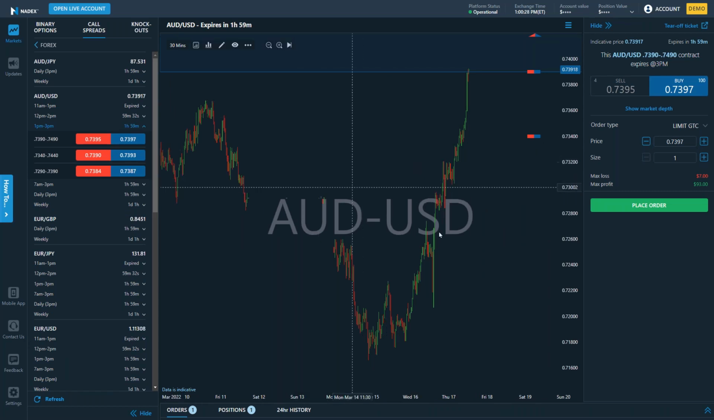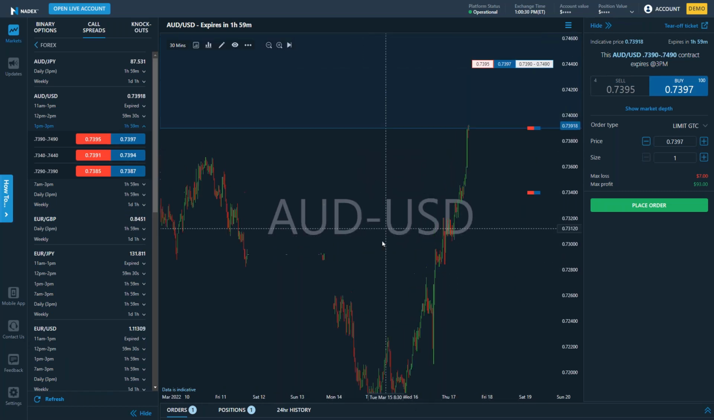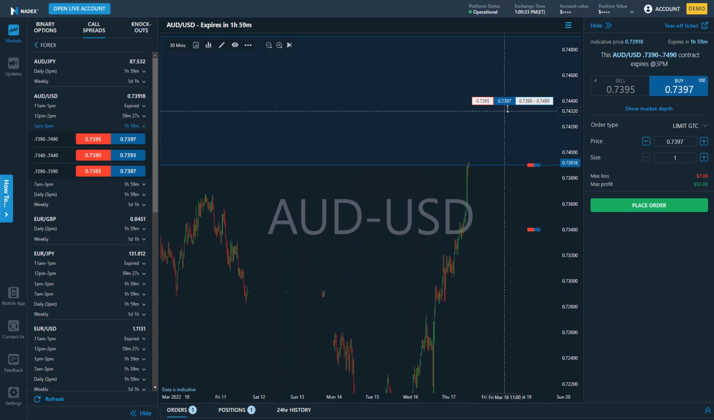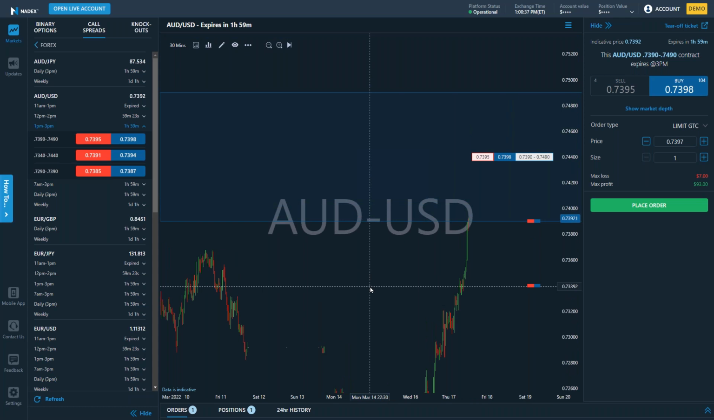So again, now here's the Aussie dollar. Here's a good call spread example. If I were going to go long, if I thought the Aussie dollar were going to keep going higher, notice the price. Now this has only got 2 hours to go, but you could buy this. My risk is a whopping $7.